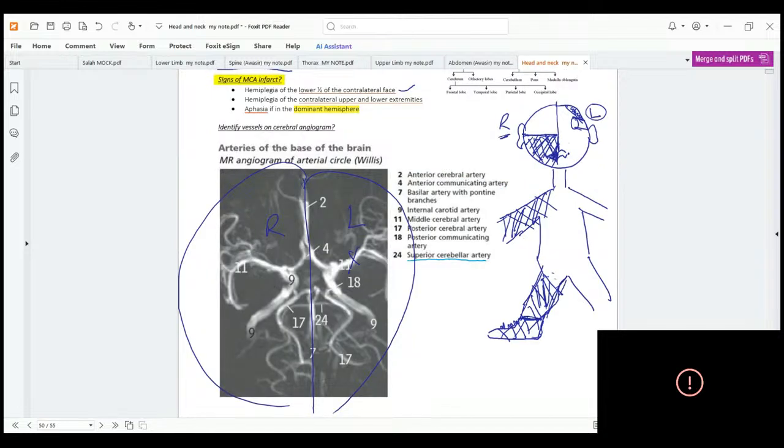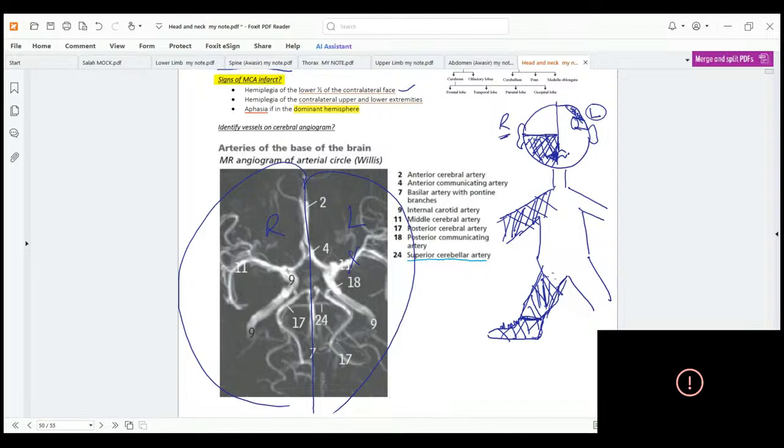Arteries of the base of the brain. Number 2 is the anterior cerebral artery. Number 4, anterior communicating artery. Number 7 is the basilar artery. Number 9, internal carotid artery. 11, middle cerebral artery. 17, posterior cerebral artery. And 18 is the posterior communicating artery.